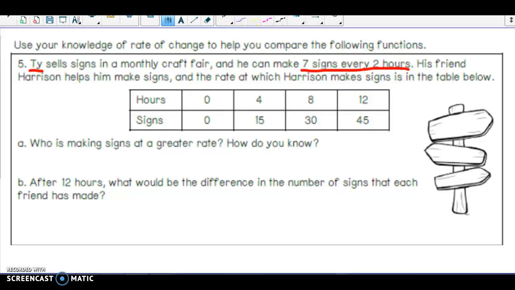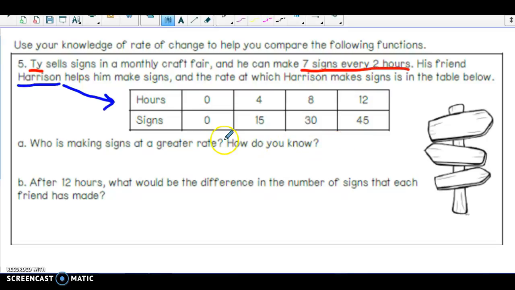The other information, which I find helpful to mark with a different colored pen, is about another person called Harrison. Harrison helps him make signs, and the rate at which Harrison makes signs is in the table. So we need to remember that this is Harrison's information down here at the table. We do not have a table to describe the rate that they gave us about Ty making his signs. So the job we have ahead of us is to decide who's making signs at a greater rate and then tell how we know this.